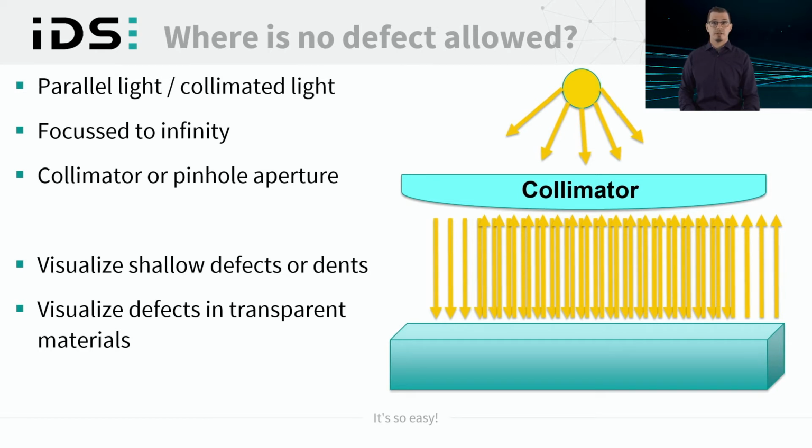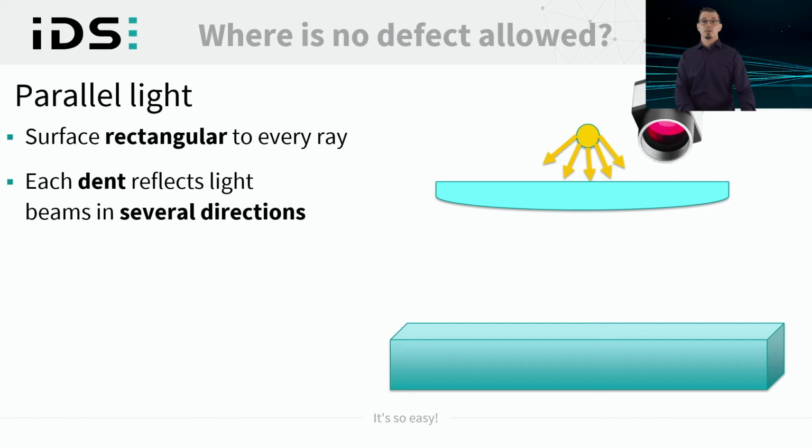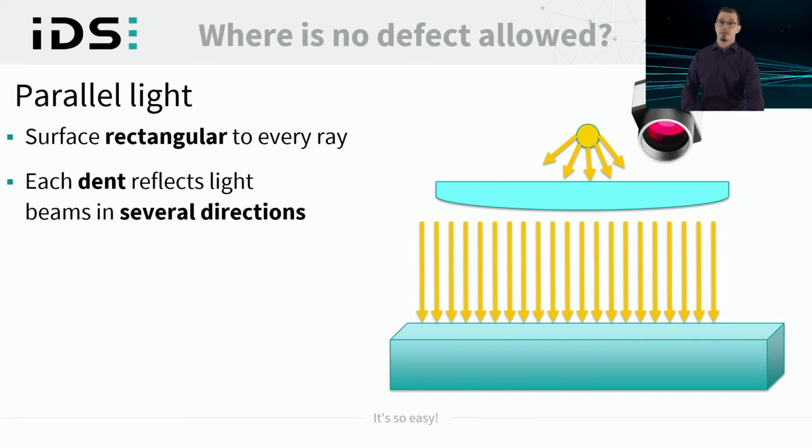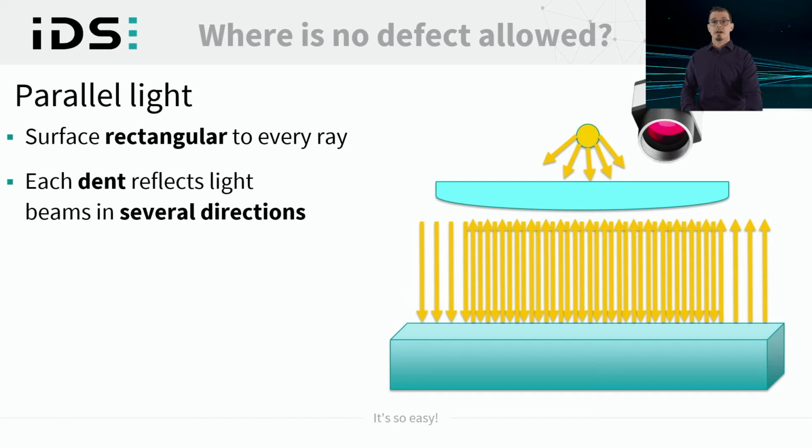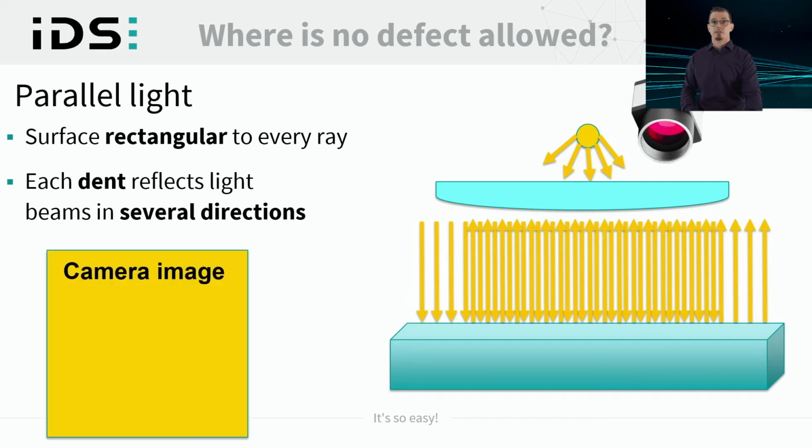Especially to visualize flat defects or dents on surfaces. Furthermore, it's very suitable to make defects visible in transparent materials. So, how does it work? To explain how parallel light works, let's make an example. We take a perfectly flat surface and send perfectly parallel rays of light at a 90-degree angle to the surface. Due to the law of reflection, the light rays are reflected back in the same direction from which they came. So every light ray will be caught by the lens and hit the sensor of the camera. As a result, the camera will generate a bright image with no visible defects.